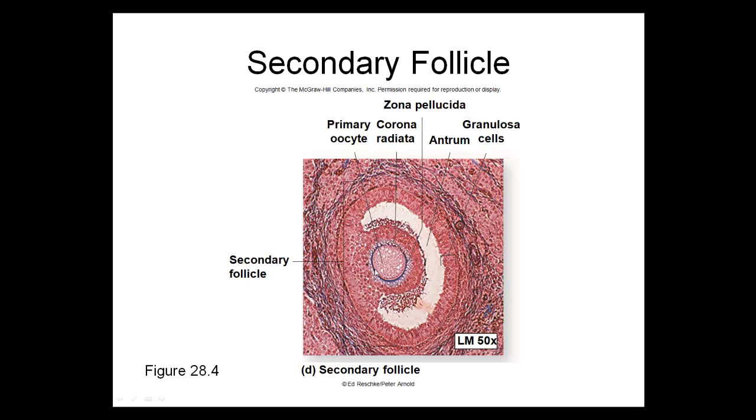you will see a transparent area. See this? And this transparent area is called zona, which means zone, pellucida means transparent. So you can see it here once again. So this is the zona pellucida. This part here is the corona radiata. This is the oocyte, and then we have the rest of the follicle, and here we have the antrum, and here we have the granulosa cells and everything.